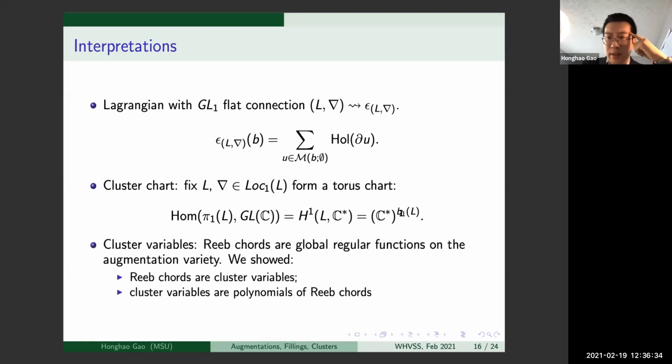Okay, and another thing is that the rep chords are cluster variables. And why is that? If you look at this equation, what we did is we fixed this pair L and nabla and then looked at the rep chord. But you can also view this equation the other way around. If you fix a rep chord and then change your augmentation, then you can see that each rep chord will take in an augmentation and spit out a number. And because the rep chord acts on the set of all augmentations, this defines a global regular function. So they are potentially cluster variables, and we actually prove that all rep chords are cluster variables, and all cluster variables are polynomials of rep chords.